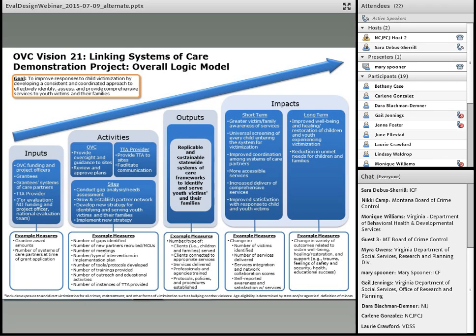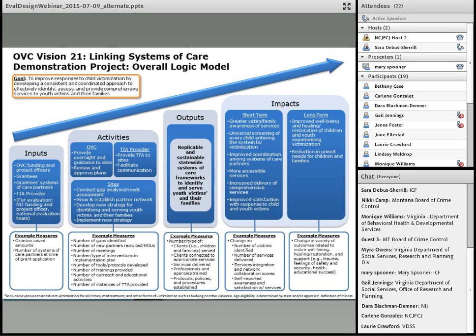And we've split up the project activities into three pieces here. So for OVC, providing oversight and guidance to the sites, reviewing and approving plans. For the TTA provider, providing the TTA and facilitating communication. And then for the sites, conducting the gap analysis needs assessment, growing and establishing their partner network, developing a new service delivery strategy, and then implementing that strategy. And obviously, this is very high level. There are many other activities involved for all these groups, but this particular logic model is really looking at the demonstration as a whole from more of the national level. So it's pretty big picture.